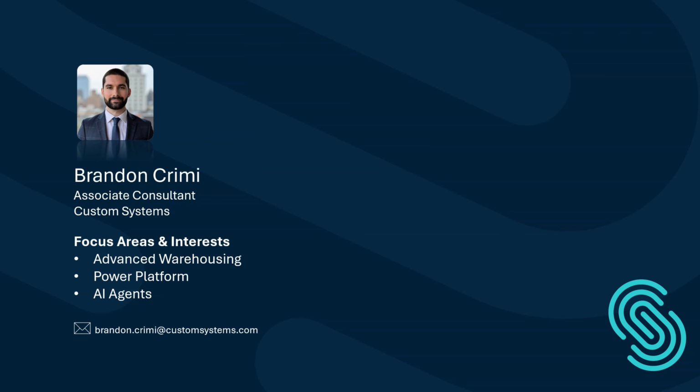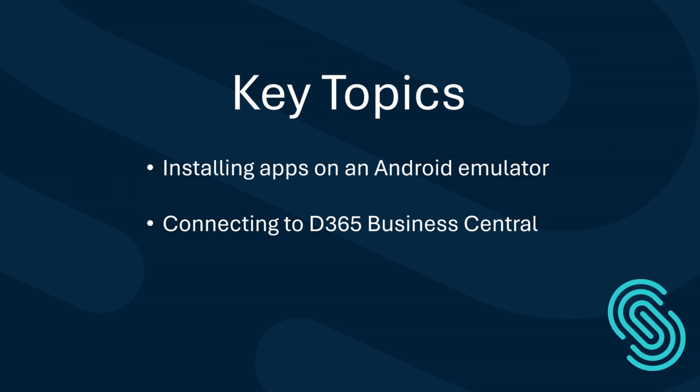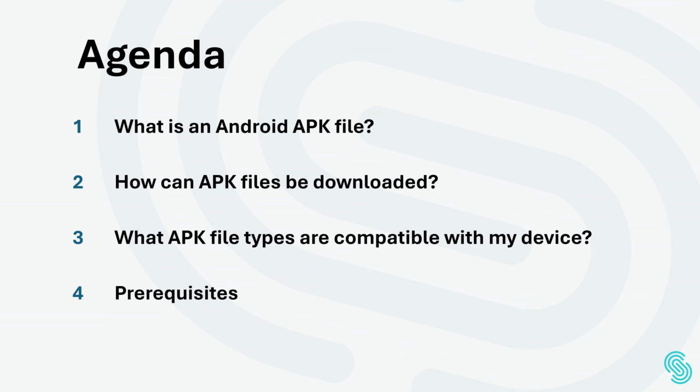In our last tutorial we covered how to install and configure an Android emulator for Windows. In this tutorial we will be covering how to install apps on that emulator and connecting that app to D365 Business Central. Before we get into that, you may have a few questions such as what is an Android APK file? How can you download them? What file types are compatible with your device? And finally, in the end, we'll cover any prerequisites that may be needed.